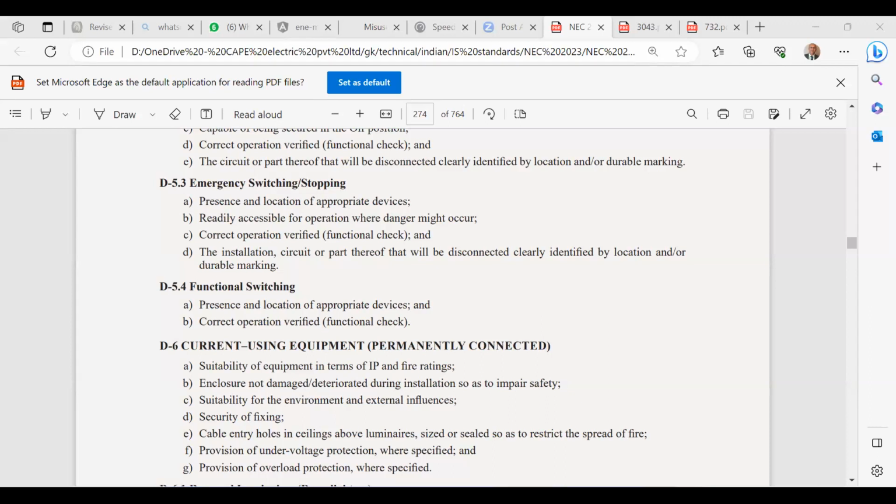In order to get automatic disconnection of supply, you can see here in case of a TN system, the final circuit 0.4 second, TT system 0.2 second. Similarly, the fixed installation 5 second and TT 1 second.